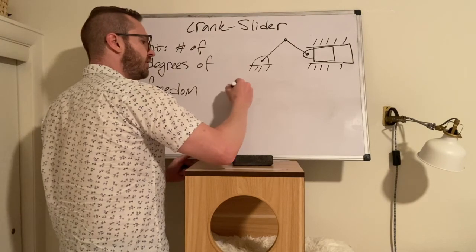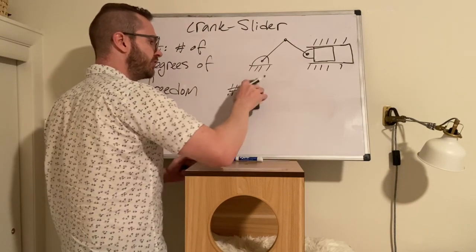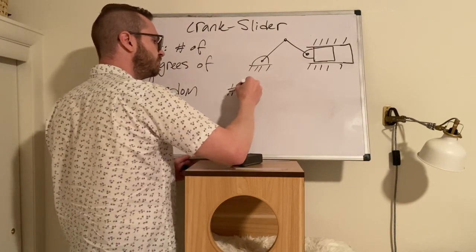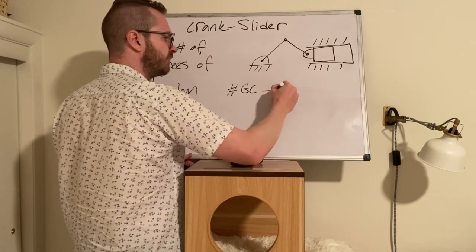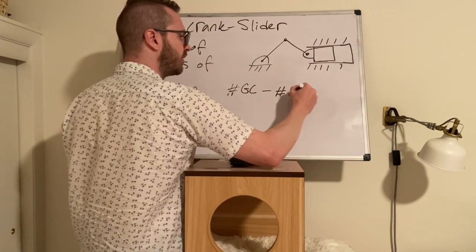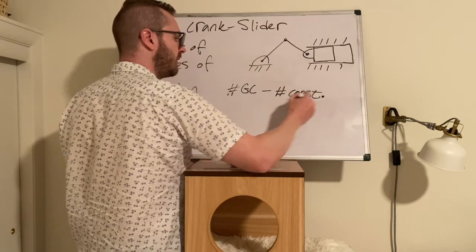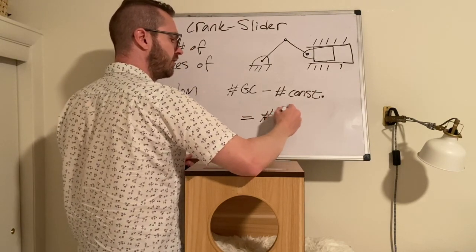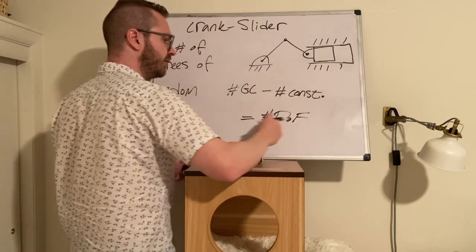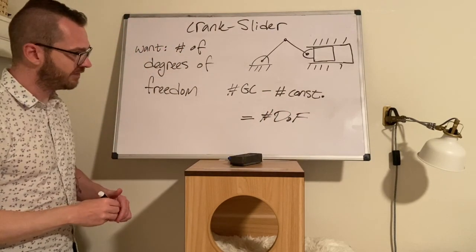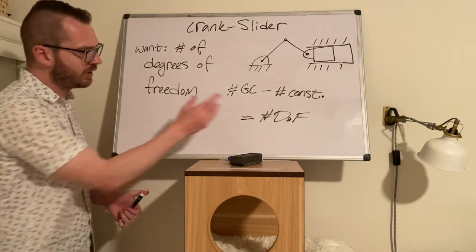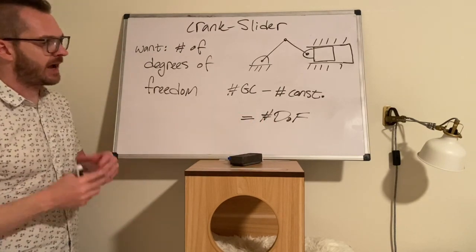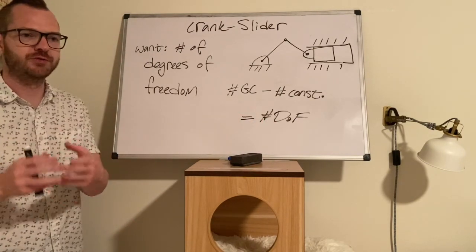Take the number of generalized coordinates and then subtract the number of constraints, and that is going to give you the number of degrees of freedom. I usually just shorten it to DOF. And really what degrees of freedom means is how many of those generalized coordinates are independent.